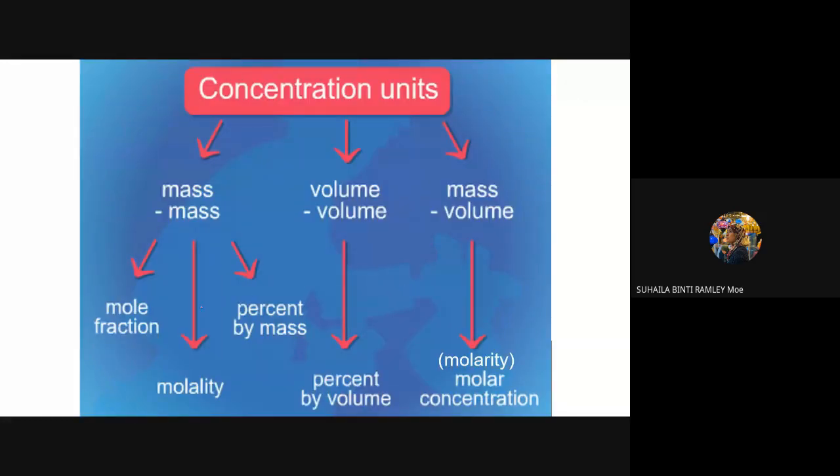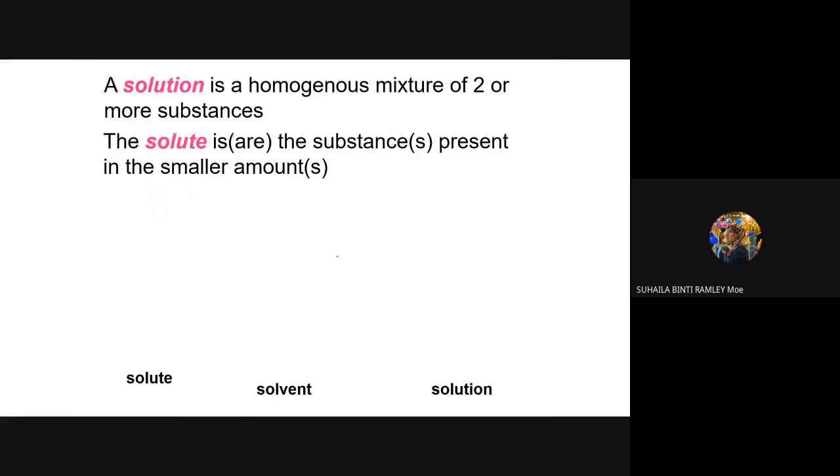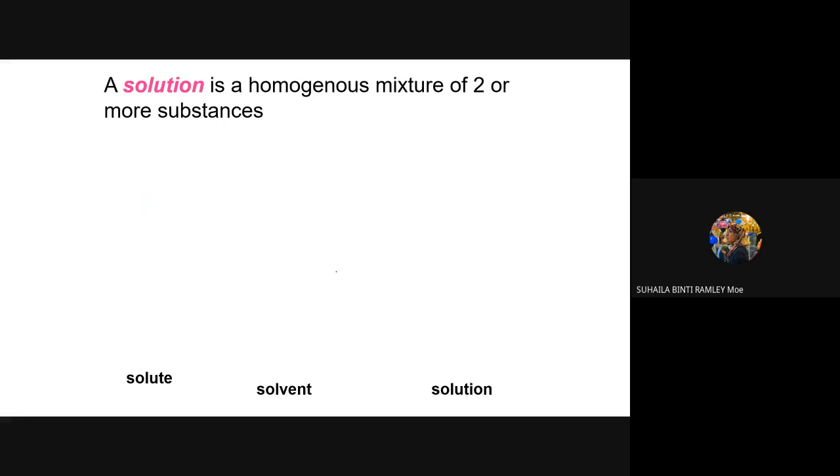Okay, we have 5 concentration units. So, we start with molarity. So, this one molarity and molality, mole fraction, percent by mass and percent by volume. So this one relation between mass and volume and volume, mass and mass. Before we define, okay, we have 3 different terms here. We have solute, we have solvent, we have solution. Okay, kamu kena tahu exactly what is the difference between these 3 terms.